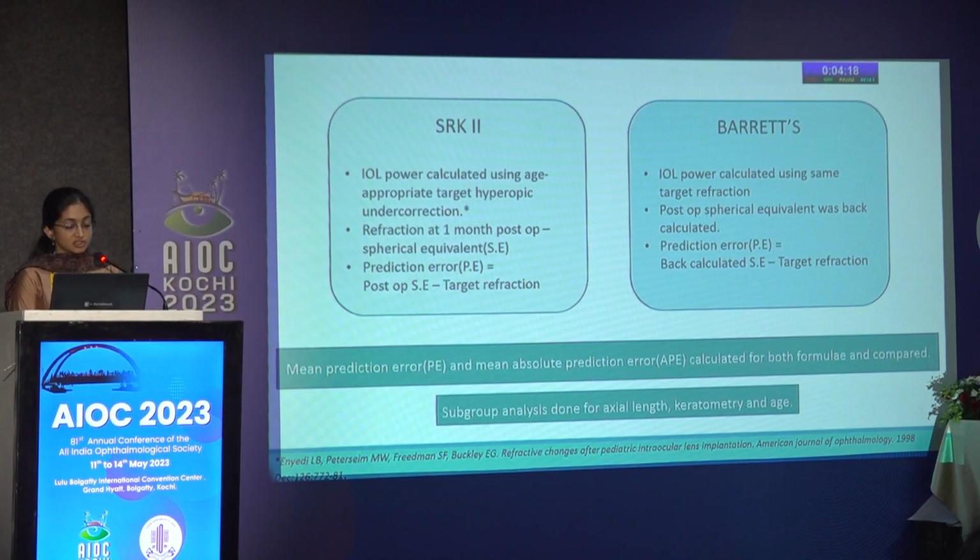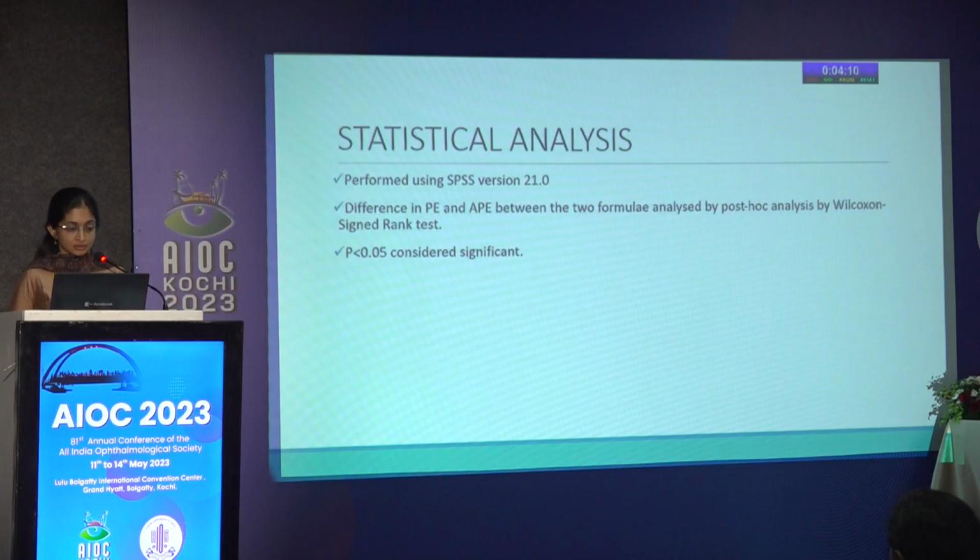So mean prediction error and mean absolute prediction error were compared between both the groups, and further subgroup analysis was done for axial length, keratometry, and age. The statistical analysis was performed using SPSS version 21, and the difference in the prediction error and absolute prediction error between the two formulae was analyzed by Wilcoxon signed rank test. A P-value of less than 0.05 was considered statistically significant.